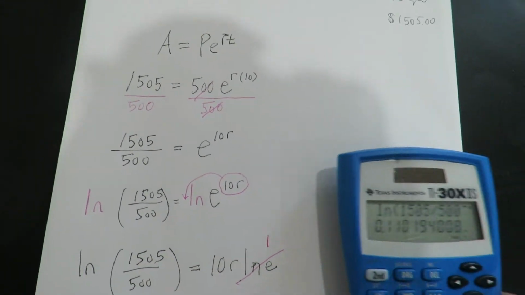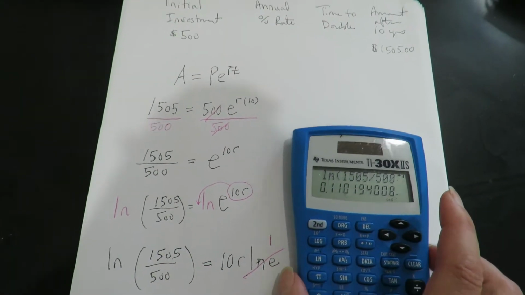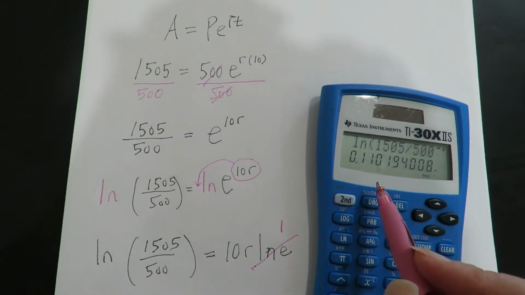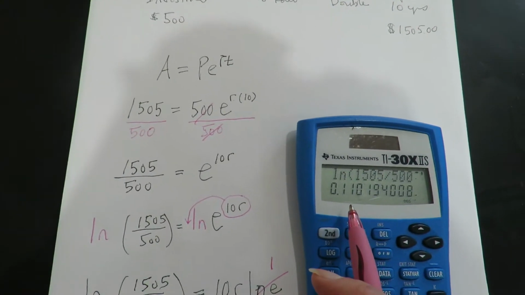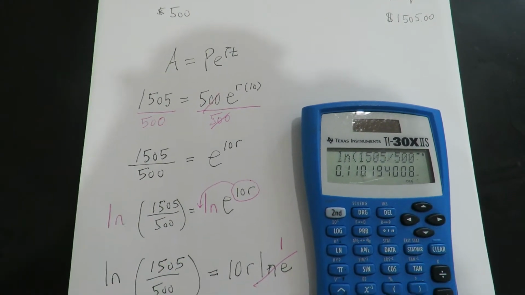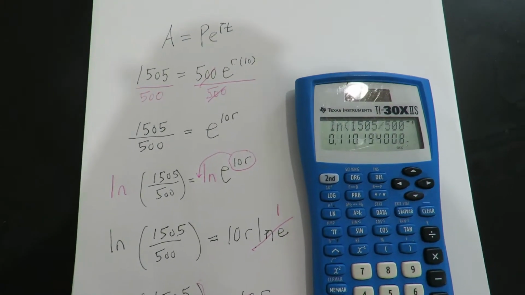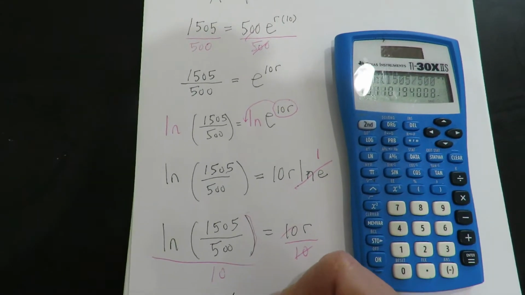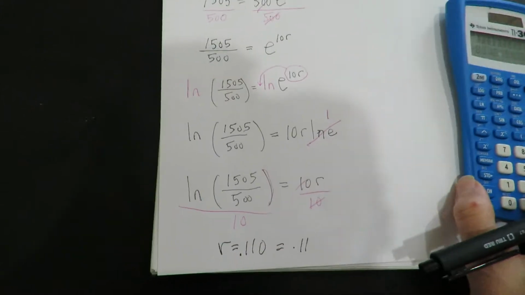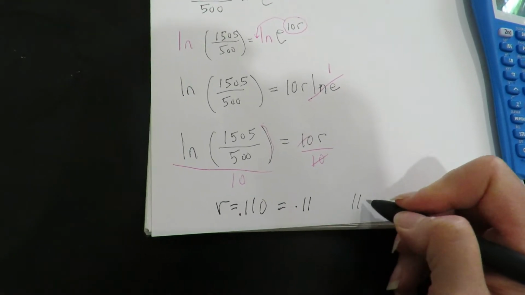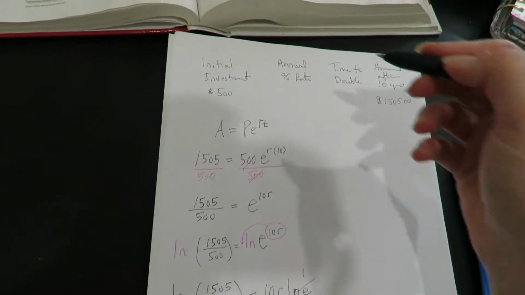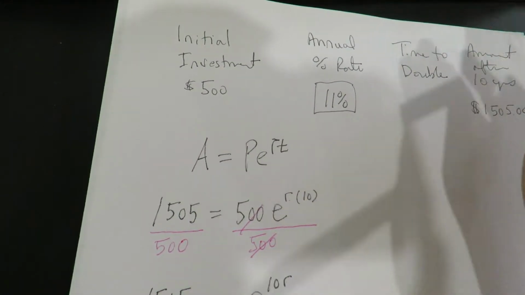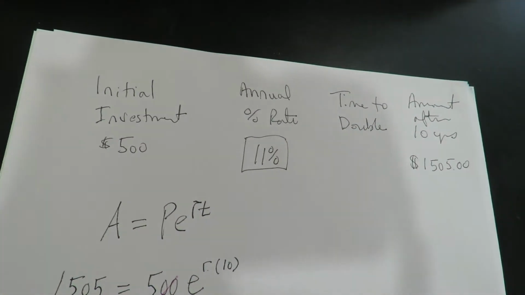Okay, when you're solving for any part of the exponent, I mean time, you can keep that with not a lot of decimals, but r, I would do at least 3 decimals on that. So let's do r equals 0.110. Okay, so we could then just say 0.11, which would then be, as a percent, 11%. All right, so we have our first part of the answer here, that the annual percent rate is 11%.